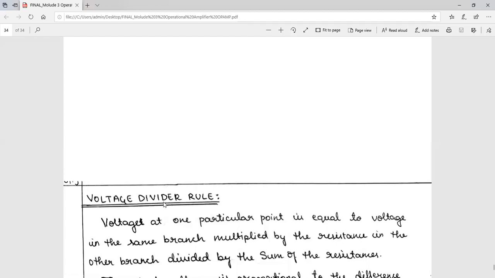The voltage divider rule states that the voltage at a particular point is equal to the voltage in the same branch multiplied by the resistance in the other branch divided by the sum of the resistances. See here, the voltage at one particular point is equal to the voltage in the same branch multiplied by the resistance in the other branch divided by the sum of the resistances.